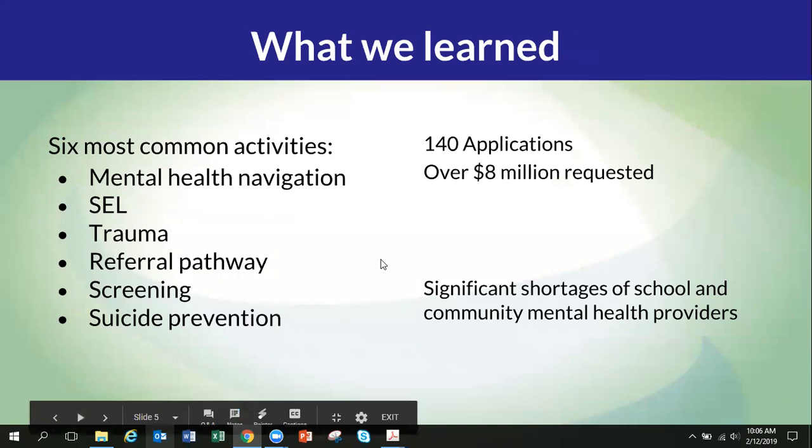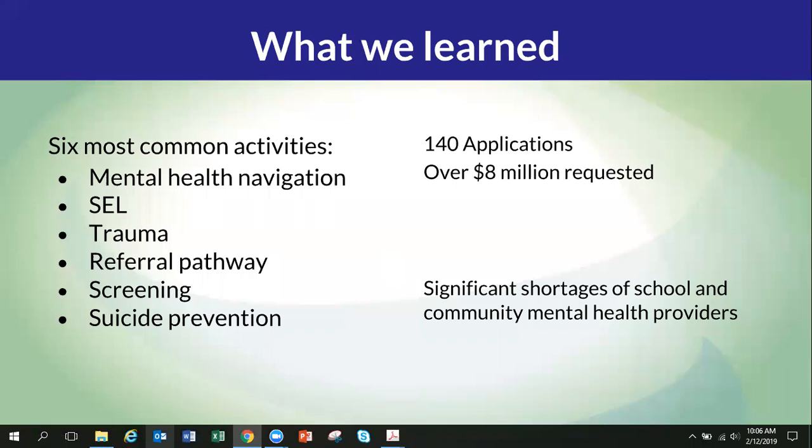So what we learned from the last round of grants is that we had 140 applications, and we funded about 52, 53 of those, considering those applications included, in some cases, multiple school districts in one application. We had over 8 million requested for these grants, and we had 3.25 million to award. We know that there are significant shortages of both school and community mental health providers across all applicants. We know that even in larger communities where there are a number of providers, there are still significant wait lists for students, so we understand that that is a challenge.